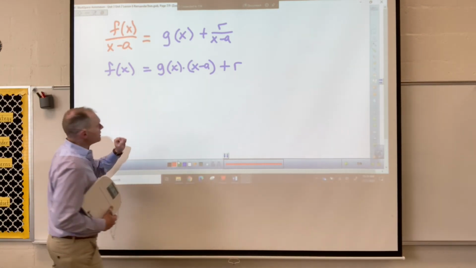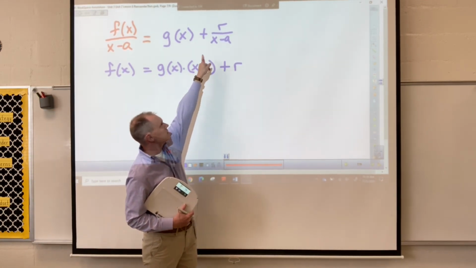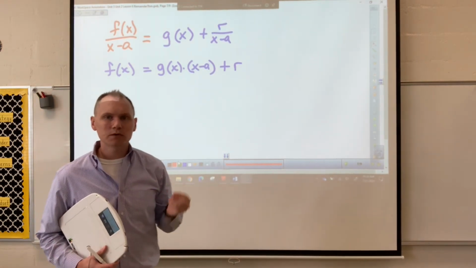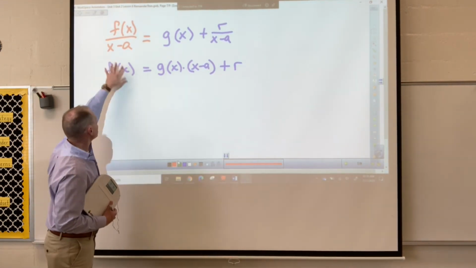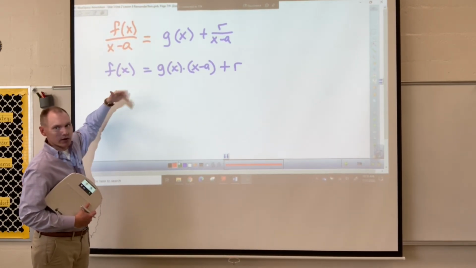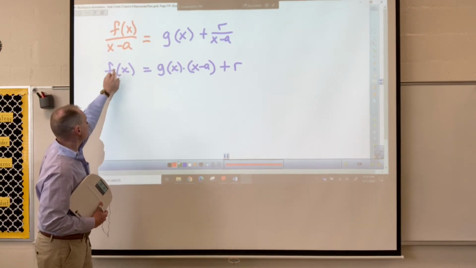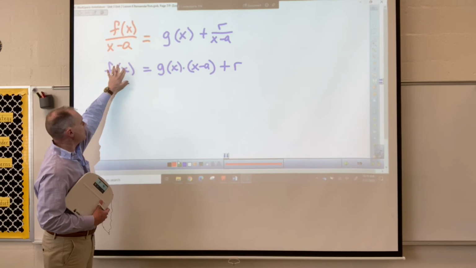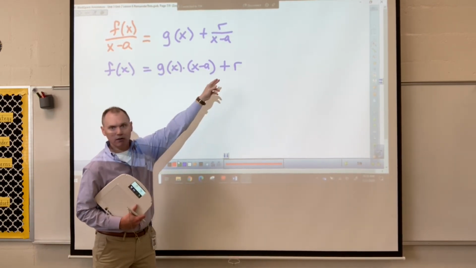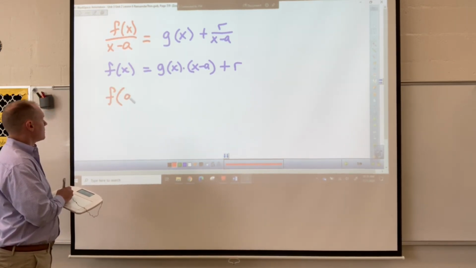We know that if we substitute in the 0 of the divisor, the 0 of x minus a is a. So if we substitute that into f of x, we should get the remainder, right? That's what we're testing here. So let's show why this works. Let's substitute a into f of x, and we know f of x is equivalent to this.